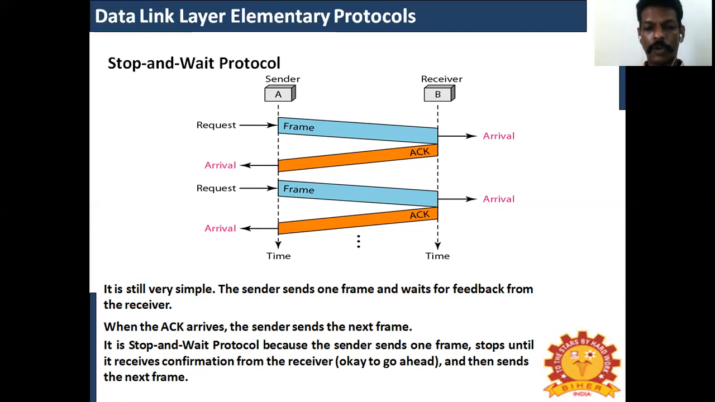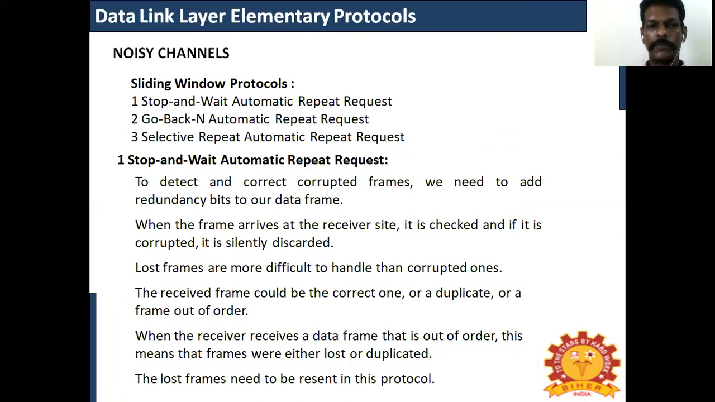So in the stop and wait protocol, the sender sends one frame. If it gets the acknowledgement and receives the confirmation from the receiver, it will send the next frame. That is, it sends one frame, and after getting the acknowledgement, it sends another frame. So it's called stop and wait protocol.